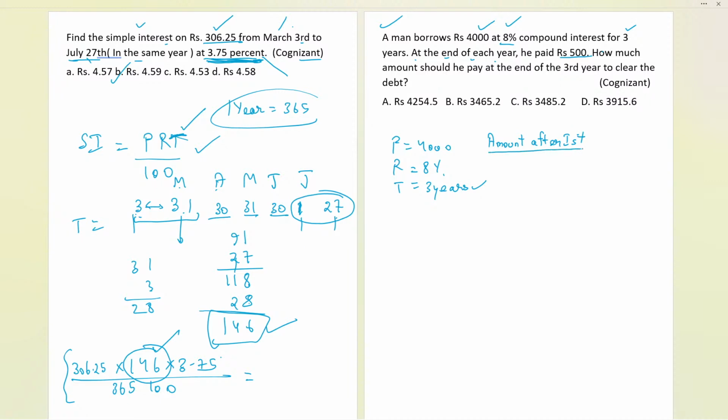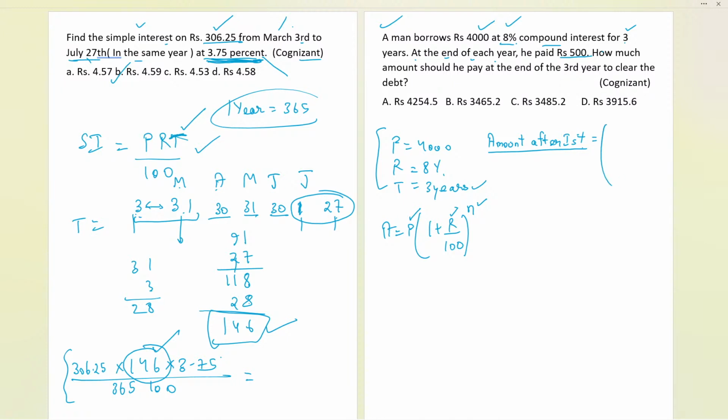So amount after the first year will be what? Let us see over here. Okay, Rohit, you have got the A as the answer. We'll check. So now a man borrows 4,000 rupees at 8% compound interest for 3 years. That complete data we have written. It is a compound interest. We know the formula of compound interest. Amount is equals to principal times 1 plus R by 100 raised to the power of N. N is time, R is rate, P is principal.